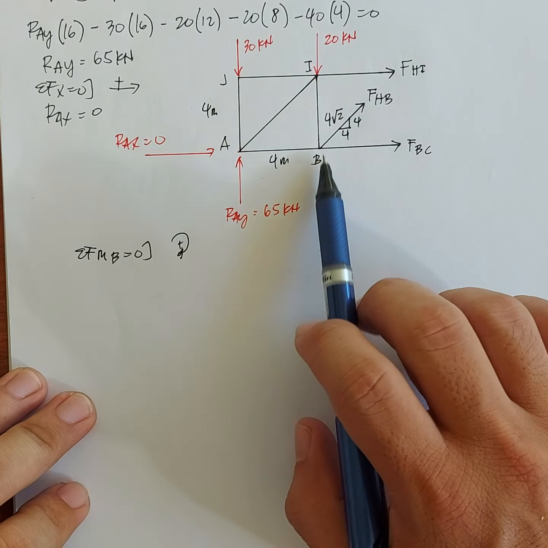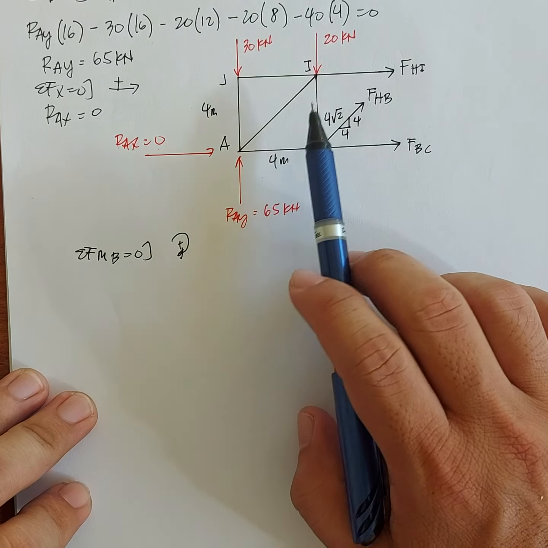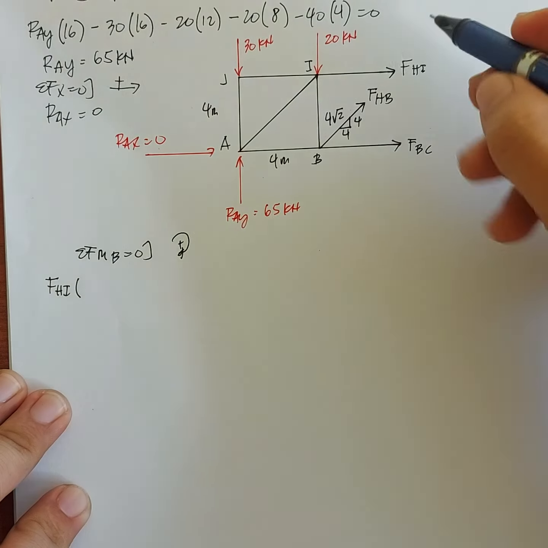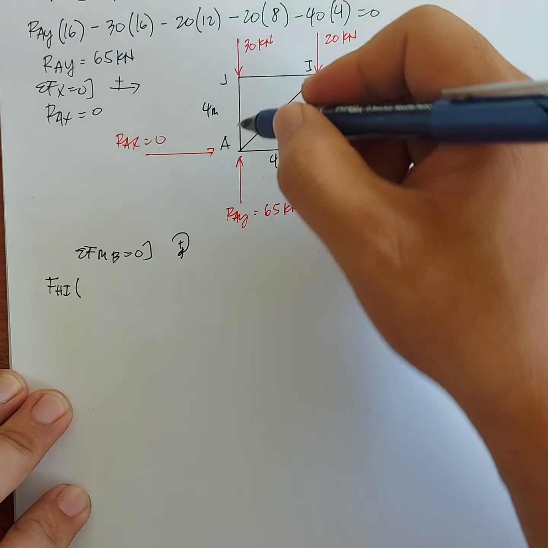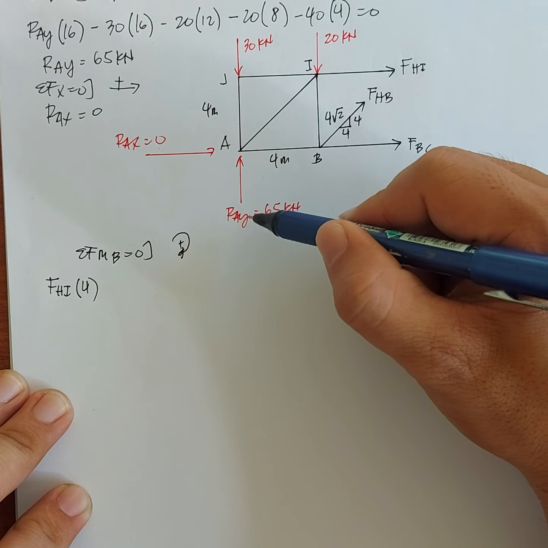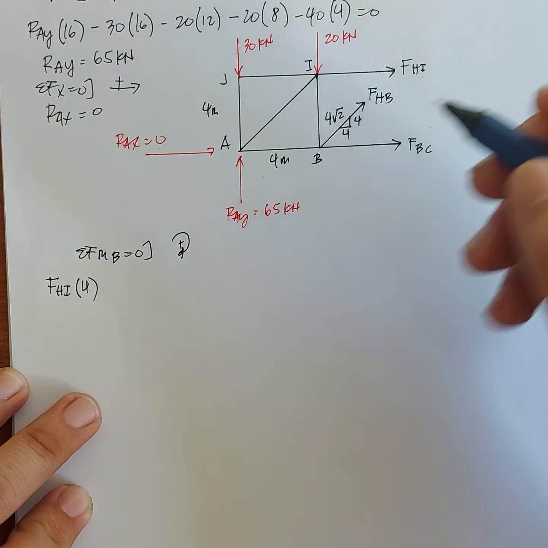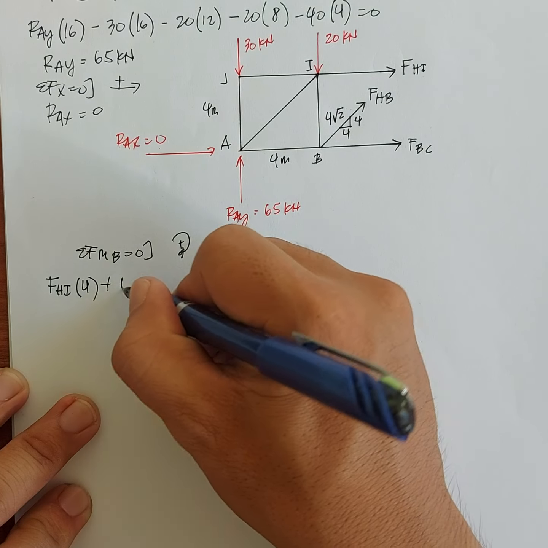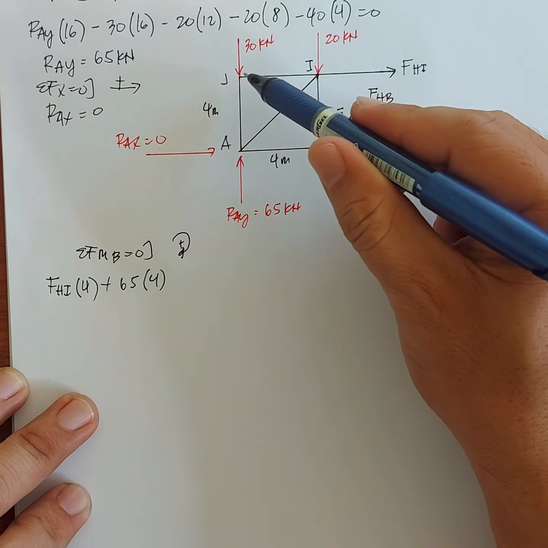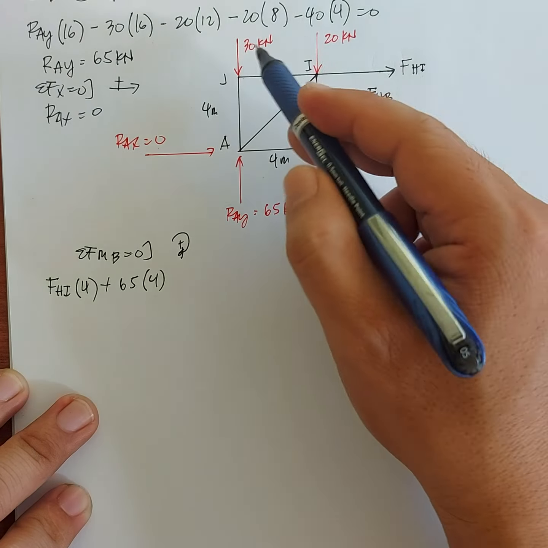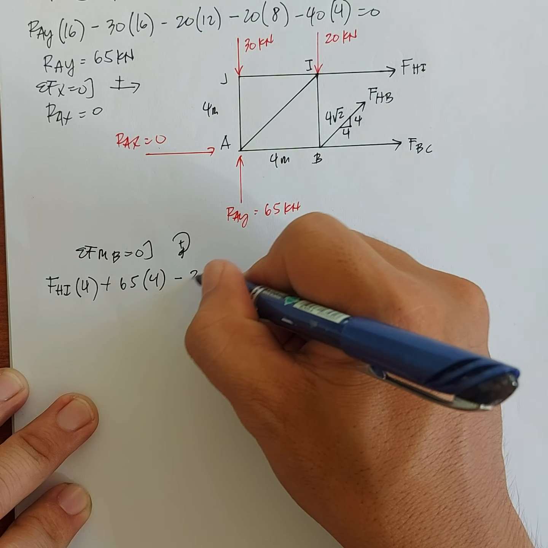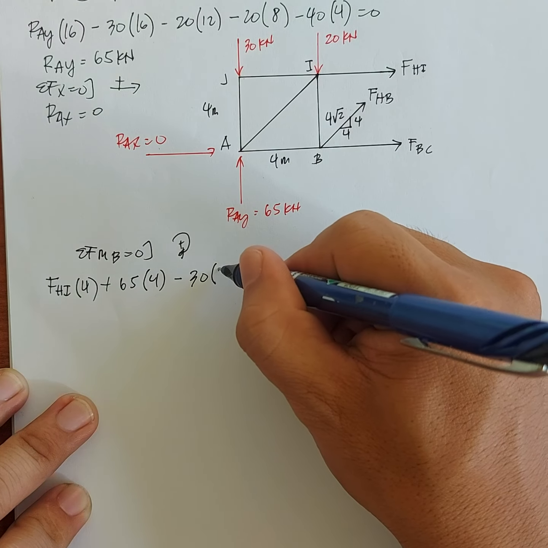So FHI, moment niya about B is clockwise, so positive. FHI times its moment arm about B is 4 meters. Okay. And then RAY moment niya sa B is clockwise also, so positive 65 times 4 meters yung moment arm niya. And then yung 30, counterclockwise yung moment niya about B, so ganun yung rotation. So minus 30 times 4 meters.